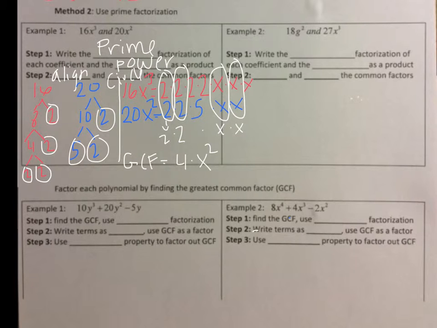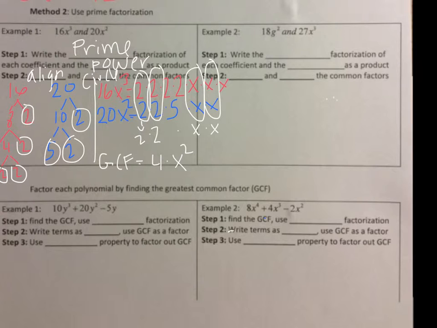I encourage you to pause on the video and try example 2 and then compare it with my answer. Alright, hopefully you gave that a shot. So check your answer with mine and let's see if we have the same thing. We're going to find the greatest common factor by using prime factorization for 18g squared and 27x cubed. So the first thing we're going to do is write the prime factorization of each coefficient and the power as a product. Step 2, we are going to align and circle the common factors.